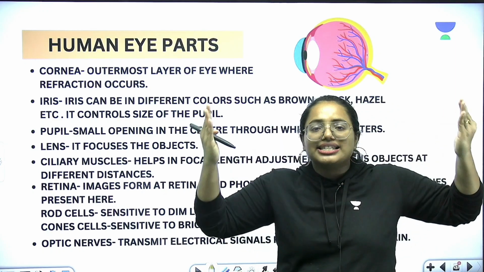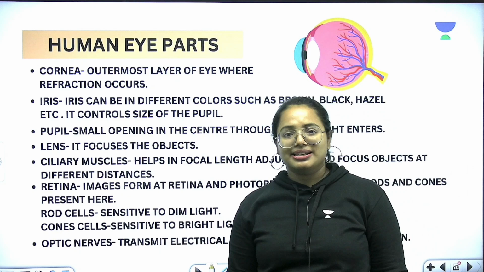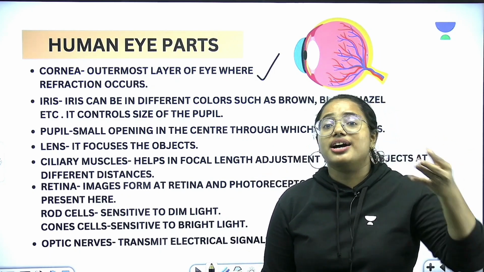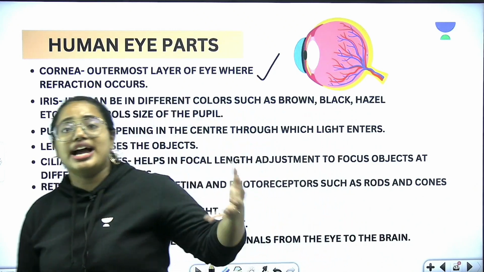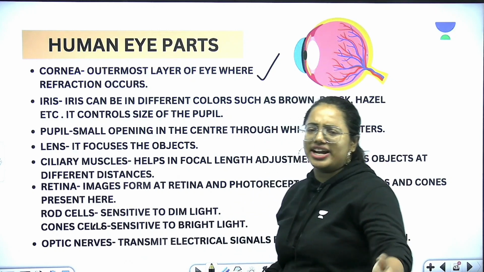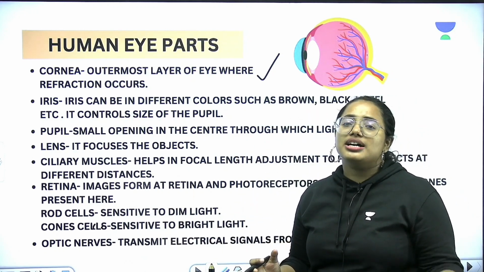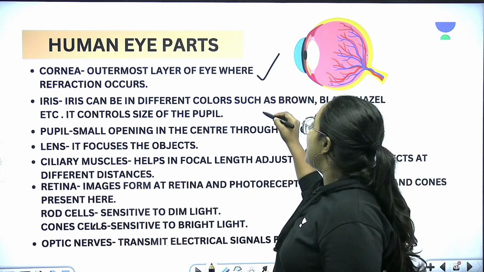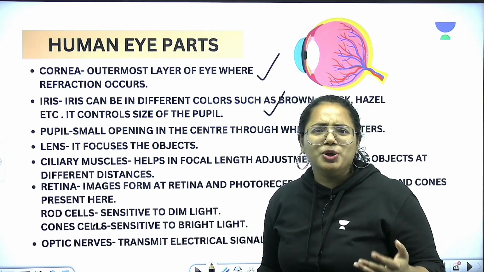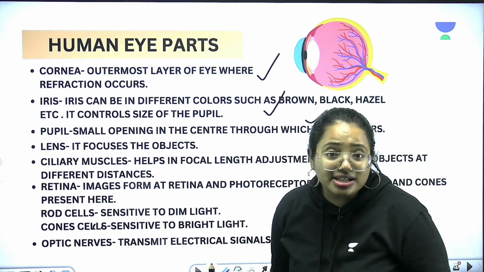Cornea is considered as the outermost layer of the eye where the refraction takes place. Got it? Then we have iris. Iris can be found in different colors. You might have seen a lot of people with different eye colors, starting from black, brown, hazel. Eye colors can be different from one person to another, depending on the melanin content that they have. Okay, it's nothing but a pigment. Iris function is nothing but to control the pupil. Oh, what is pupil? Pupil is a small opening through which the light enters into our eye.